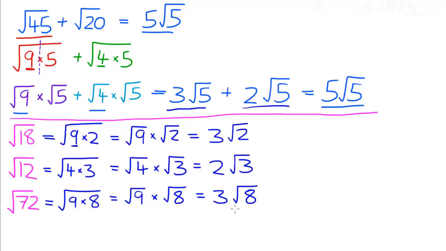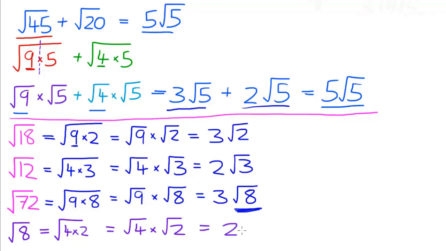But this root 8 is not complete, because what we can do further is say that the root of 8 can be split into the root of 4 times 2, which then becomes root 4 times root 2, which then becomes 2 amounts of root 2. So we now have 3 times 2 root 2.